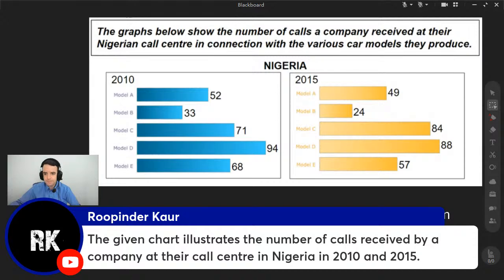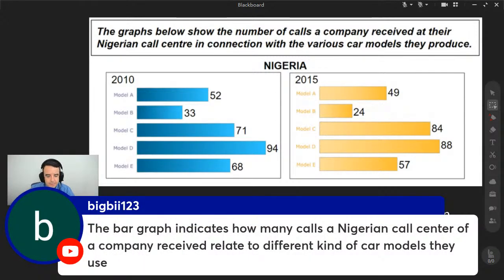Hey, Big B, the bar graph indicates how many calls a Nigerian call center of a company received. Stick with what it says. Change relate to in relation to the different kinds, plural, of car models they produce. And then you need a full stop.